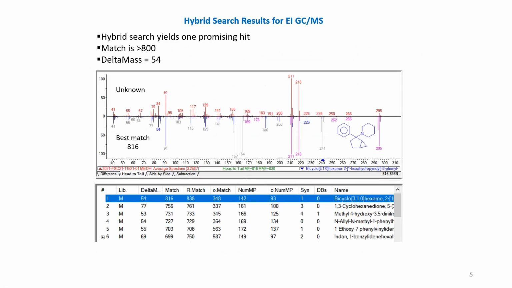The hybrid search results are shown for our unknown that we are using to demonstrate the software in our talk, and we found that the hybrid search yields one promising hit. The match is greater than 800 as shown in the table here, and the delta mass is 54, and the best matching structure that gives us clues about our unknown is shown below in the best match spectrum. This compound that's got this bicyclic ring with an aromatic is related to a PCP-related type species.